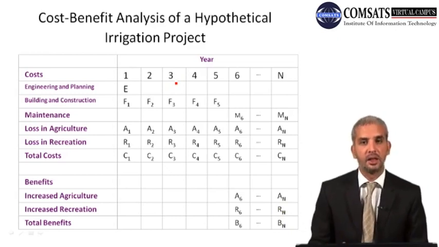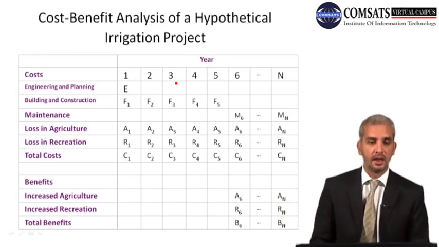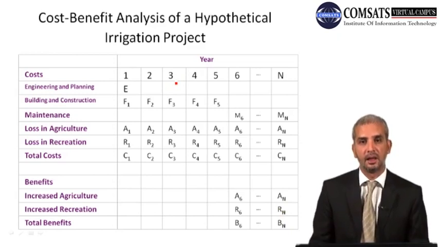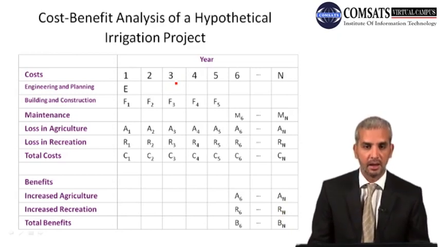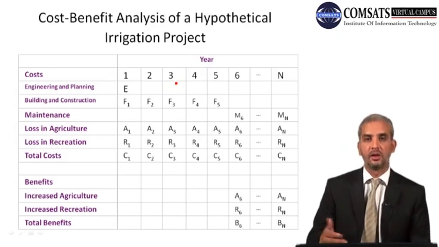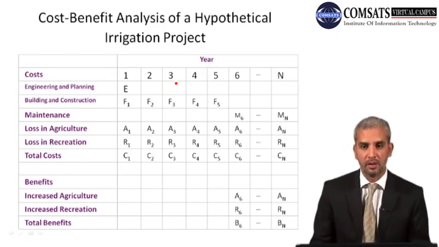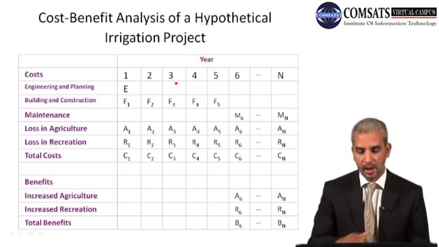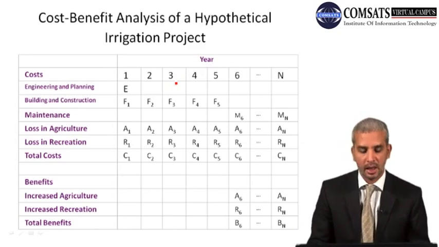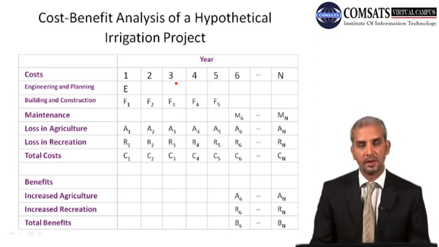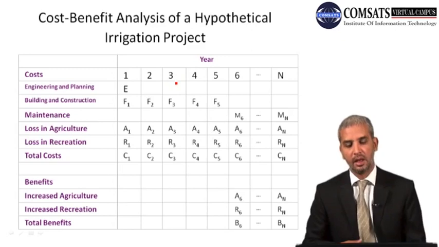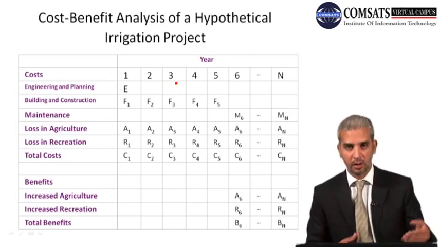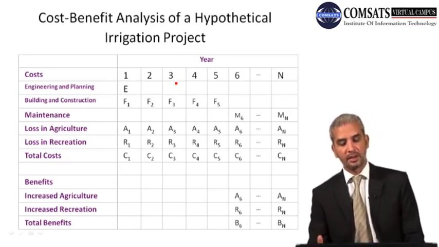And then there is loss in recreation, as I said. For example, that might be a wilderness area in which the project is built, and there is wildlife living over there, and people use that for their recreation, maybe camping or hunting or activities like that. And there is a loss in recreation area during the project and even through the life of the project. And then there are total costs, which is the addition of all the costs above.